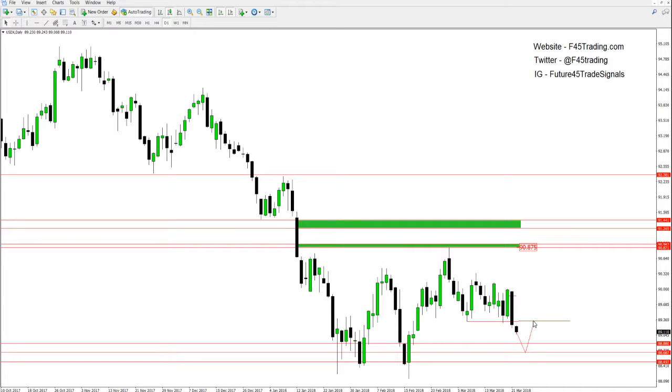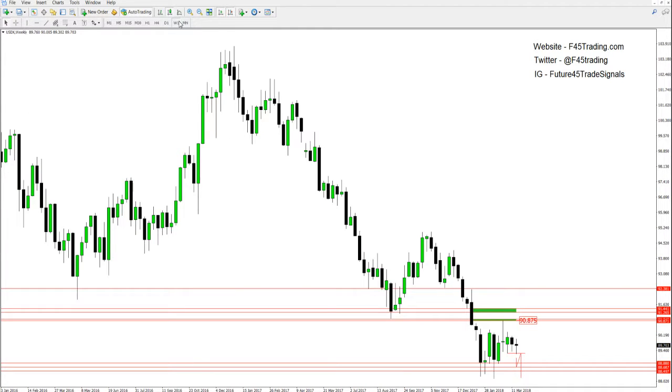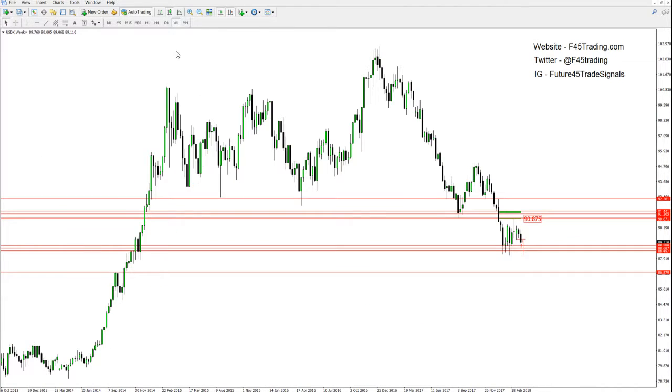Probably wouldn't happen Friday or anything like that. They'll probably leave it down here Thursday, and who knows, Friday they may continue right down below here. But I would like to see price come back up, balance this range, bounce off of here eventually, and then continue lower.